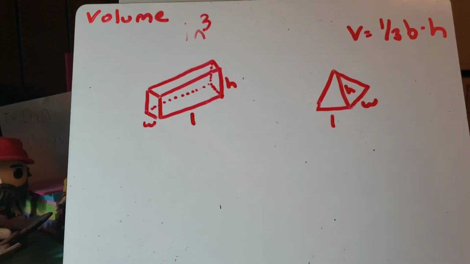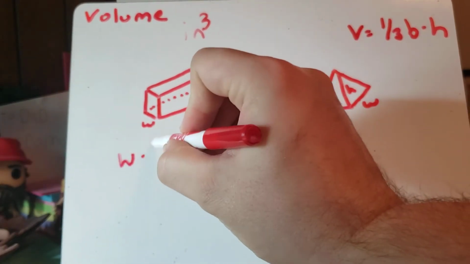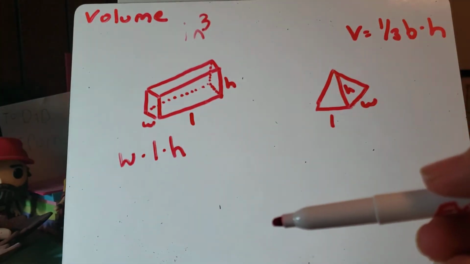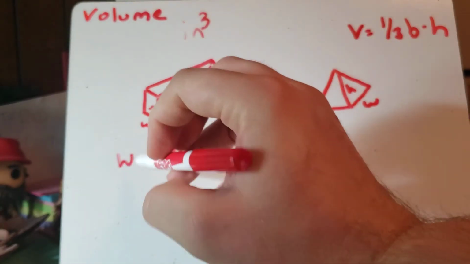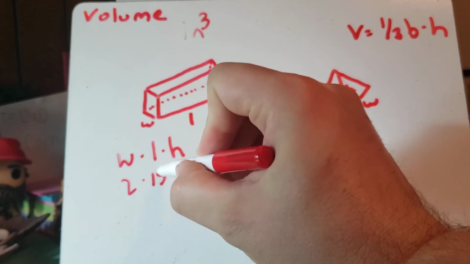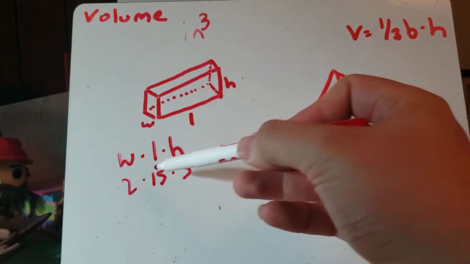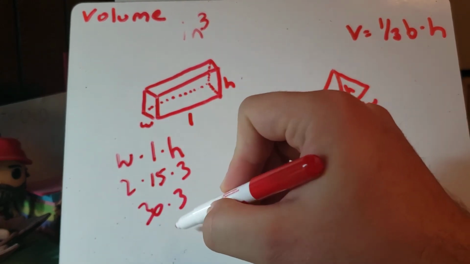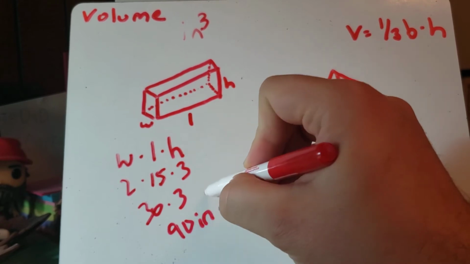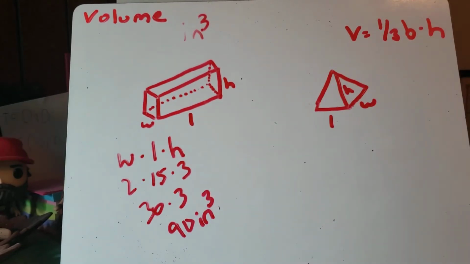Okay, and so for rectangular prisms, it's pretty simple. We're just going to multiply the width times the length times the height. So pretty simple multiplication problem. So just for some quick numbers to make it an example, we can put width be 2, length, how about 15, and then height will be 3. So 2 times 15, that's 30, times 3, that's 90. And remember, our unit has to be cubed. So there we go. That's how you do a rectangular prism. You just need to have the three lengths that are important: the width, the length, and the height.